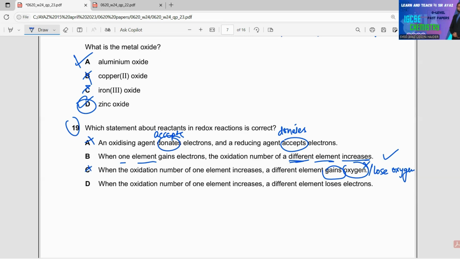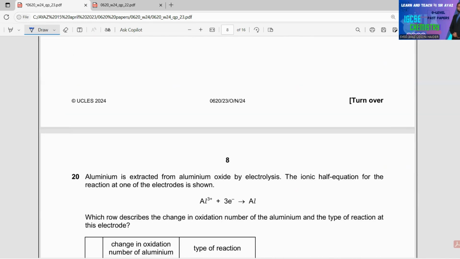C is incorrect. D: When the oxidation number of one element increases, a different element loses electron. If the oxidation number of one element increases, it means it's undergoing oxidation. The second element must be undergoing reduction, so it is gaining electron, not losing electron. So this is also incorrect. So B must be the right answer in this case.